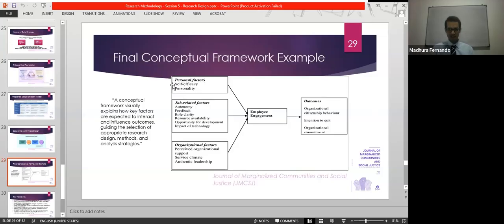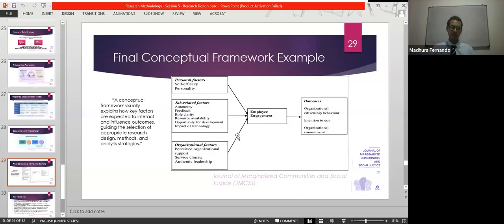You can have corresponding questions for each of these dimensions. Using those questions, you can use Likert scale questions to measure this, and using that measurement, you can get a value for personal factors. For these job related factors also you can do the same thing. These are the dimensions which come under job related factors, and these are the dimensions which come under organizational factors. All these things you can measure, and then these 3 variables make an impact on the employee engagement.